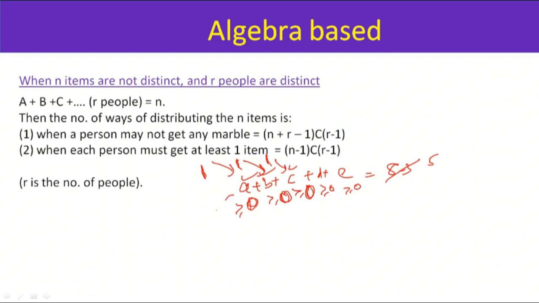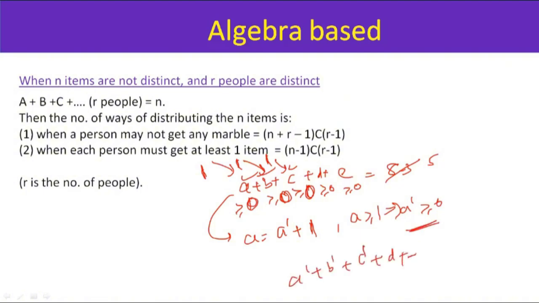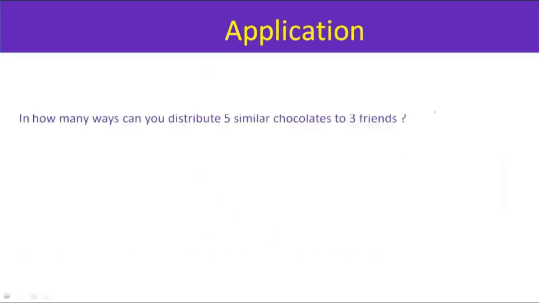Mathematically, you write A equals A prime plus 1, because of the minimum number of chocolates you have already given. Earlier A was greater than or equal to 1; this implies A prime is greater than or equal to 0. So the new equation becomes A prime plus B prime plus C prime plus D plus E equals 5. Now you can apply that formula and the answer is 90. Everyone clear? That is how we solve questions wherever there is some constraint. Perfect. So with this, let's solve this question.